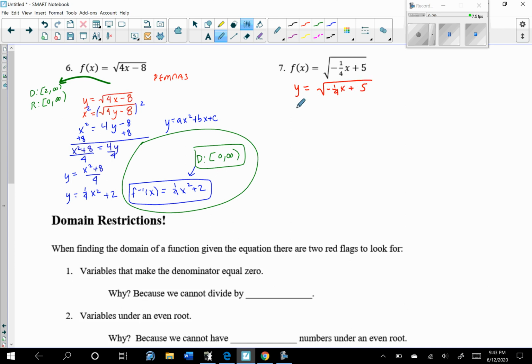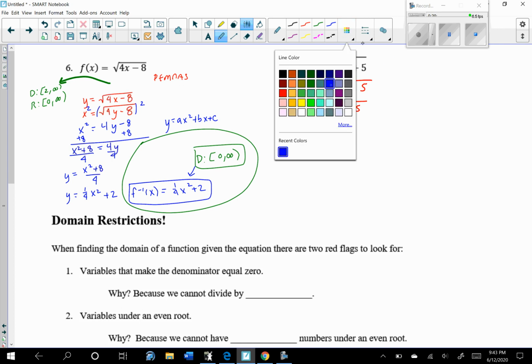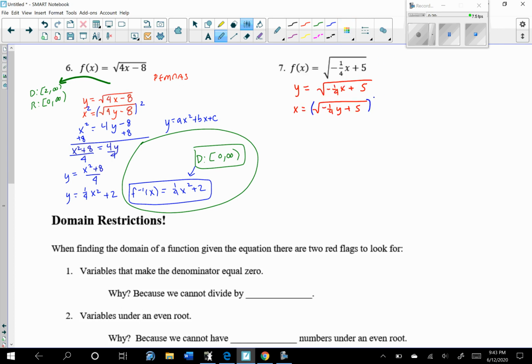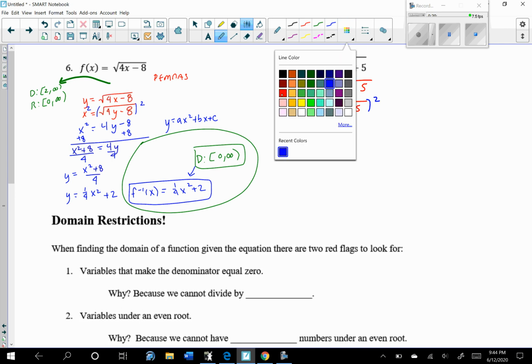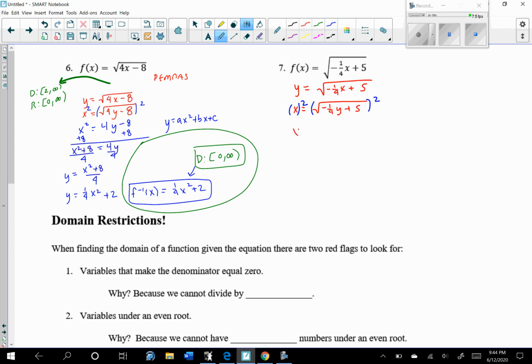And then I'm going to switch the x and the y's. And again, PEMDAS backwards, so there's nothing added or subtracted on the outside of the radical. So we want to get rid of the square root because again, that's like the exponent. So that means we want to square both sides to get rid of it. And so that gives me x squared equals -1/4 y plus 5.